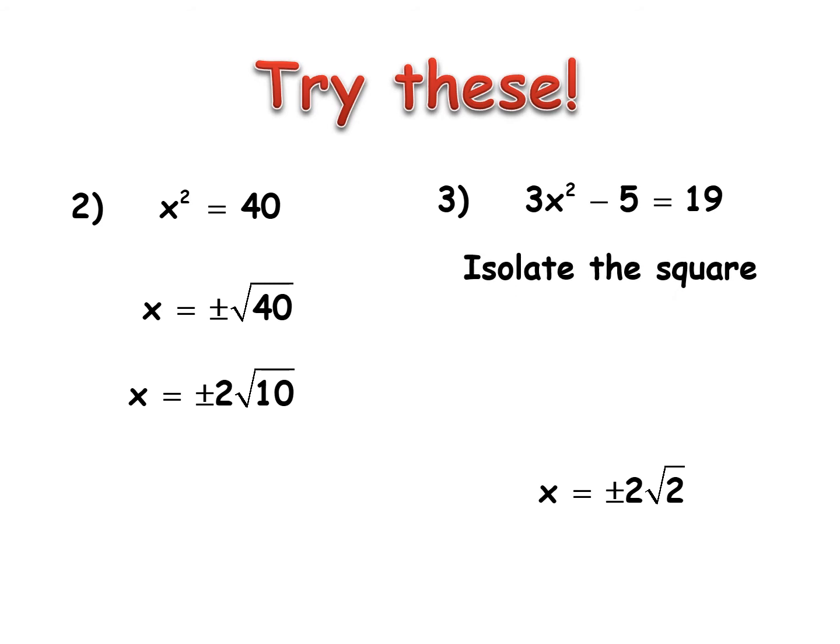Right? On this one, you need to isolate the term that has the square in it. So you're going to add 5 to both sides. Then you still have to get that square term alone, so you're going to divide by 3. And then when you take the square root of both sides, you get plus or minus the square root of 8, which you need to simplify. Let's try this one.